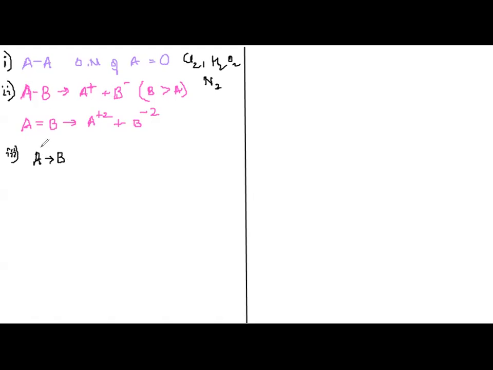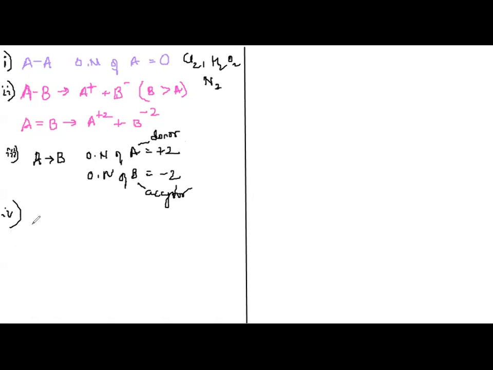So A is contributing its electron pair, 2 electrons, to B, such that those electron pairs are shared by A as well as by B. That is a coordinate bond. So the oxidation number of A will be +2 and the oxidation number of B will be -2, because A is the donor. What is A? It is the donor. And what is B? B is the acceptor. This is the third rule.